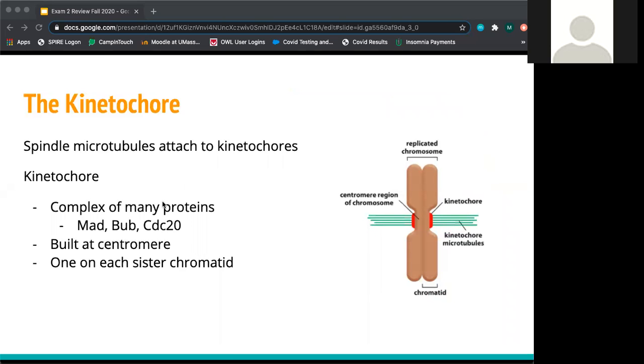So next we're going to talk about the kinetochore. So spindle microtubules are going to attach to the kinetochore, and the kinetochore is a complex of many proteins. The complex that we have right now, we didn't go that much in depth with it, but you have MAD, BUB, and CDC20. It's built at the centromere, and there's one on each sister chromatid.